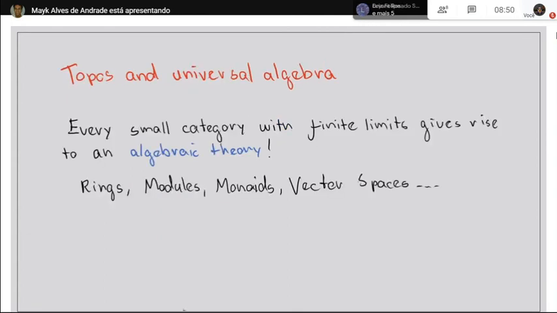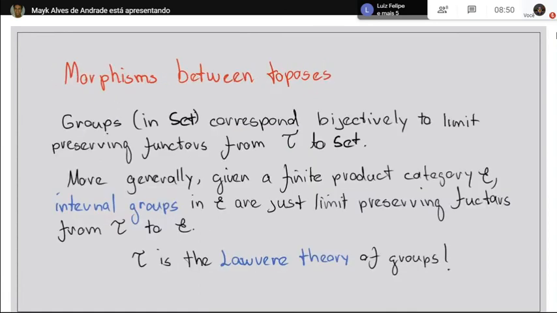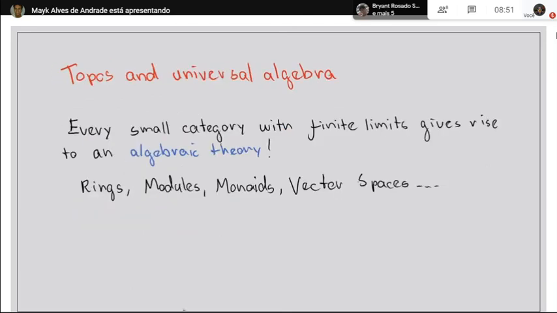And I'm saying this because of this property: when you say that finite limit preserving functors from tau to E are just internal groups, in the language of logic, those limit preserving functors give models to the theory of groups. And in classical logic, models of the theory of groups only existed in the category of sets. And in categorical logic, we can build models to the theory of groups in any topos, or finite product category. And that's something that I should point out.